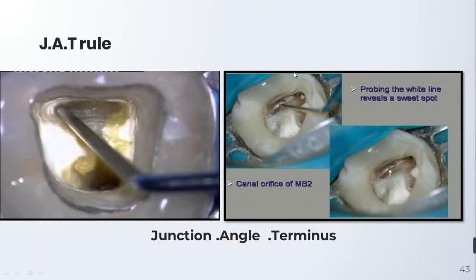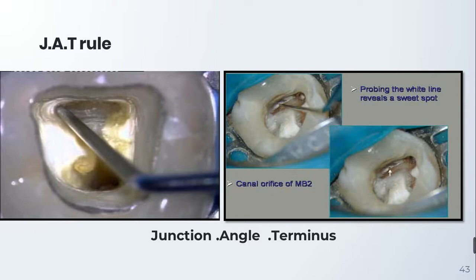Here also the law of color change says that the color of the pulp chamber floor is always darker than the walls. The color of the floor is always darker than the walls, so you should not miss out on finding the canals. Let me also discuss with you three different laws of orifice location. I have given a small mnemonic to it that calls the JAT rule. Let me share it with you.